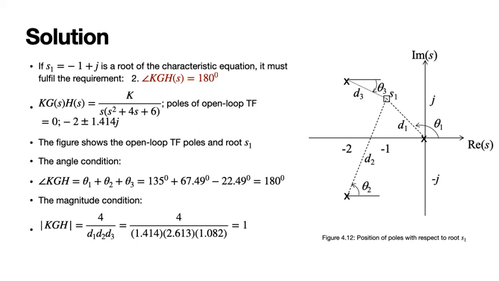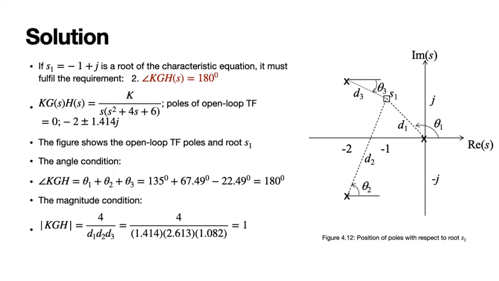Let us determine the angle represented by theta 2, and the degree is 67.47, whether you measure using a compass or by looking at the graph. Another one is theta 3, and since it is in the negative region, theta is minus 22.49. When we sum all these three values, we get 180. So it fulfills the first requirement, that the summation of the angles of KGH should be 180.